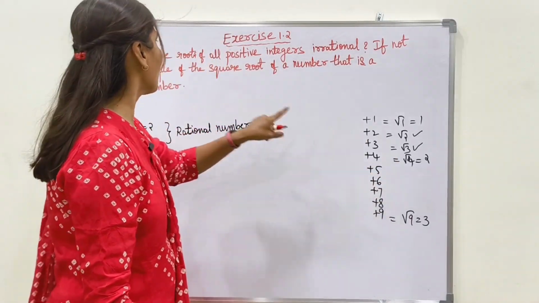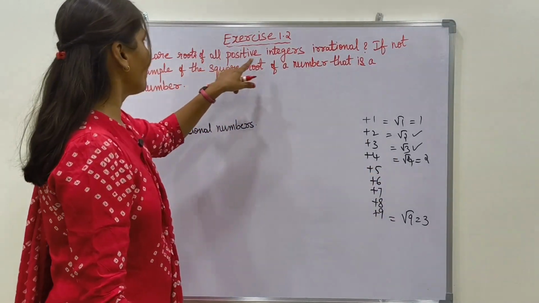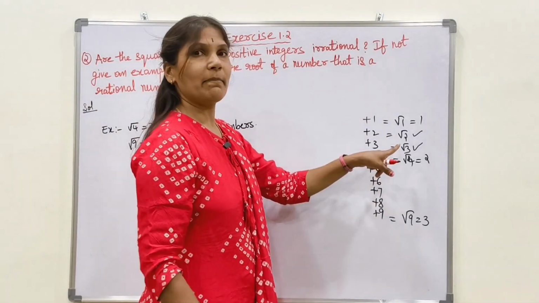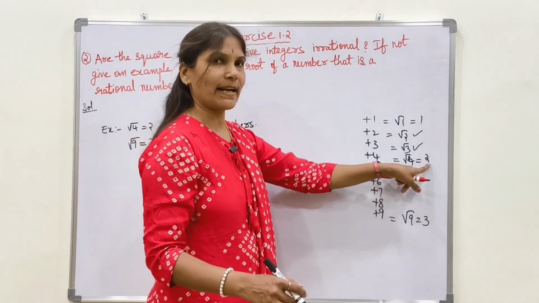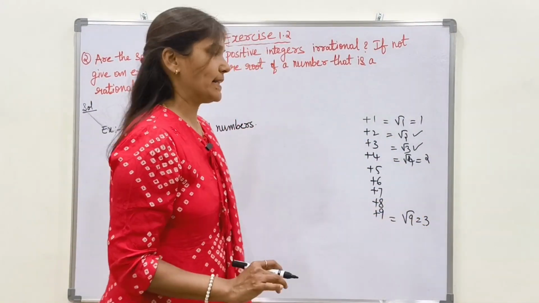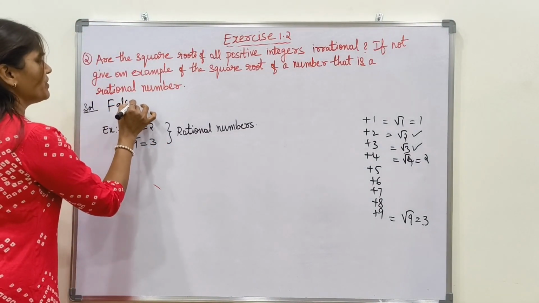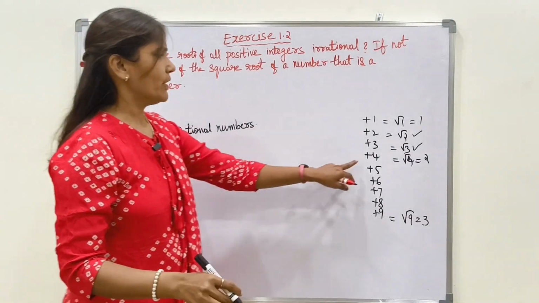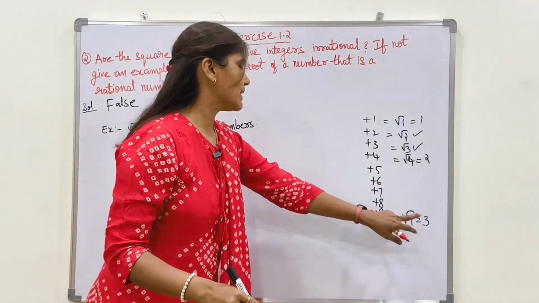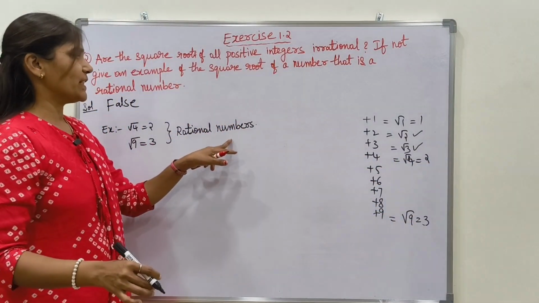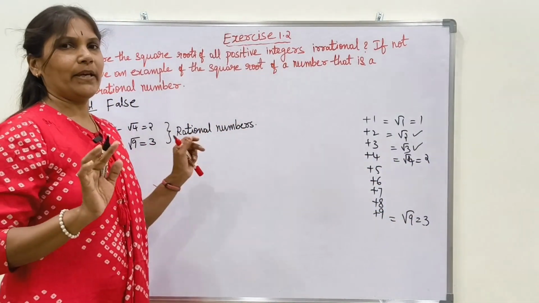So is this statement true or false? Every positive integer's square root is an irrational number? No, some are not. Root 4 is rational. Root 9 is rational. So the answer is false. You can give one example: root 4 answer 2, root 9 answer 3. These are rational numbers. Okay, third question.